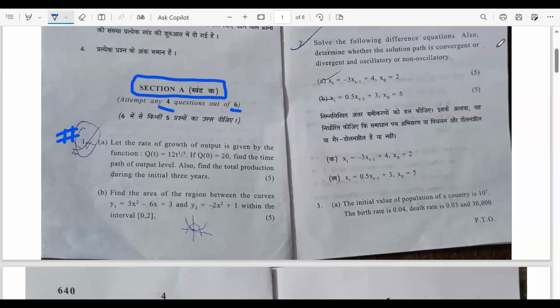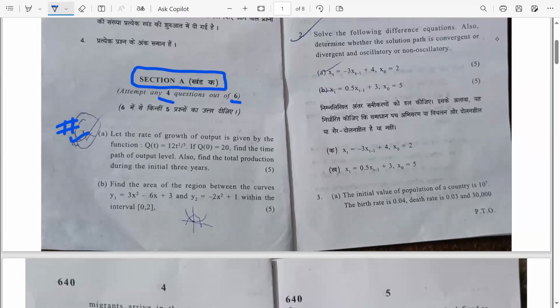Question 1, as all students can see, further has 2 parts, part A and part B. Let's first look at part A. Let the rate of growth of output be given by the function. Students, there are some typos in this paper. I will be making the corrections in the paper itself. This is Q dot T. The rate of growth of output is given by the function Q dot T, which is 12t to the power 1/3. This is what we are given.